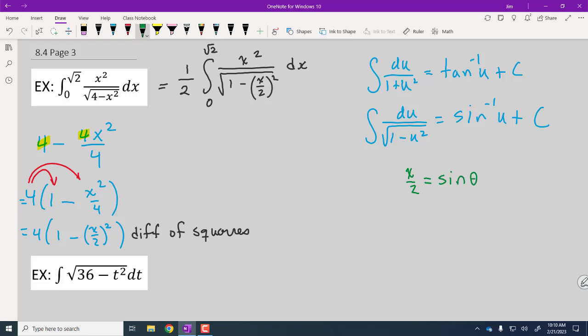So we are going to let x divided by 2 be sine of theta. Because then inside the root, we are going to turn it into one term. And you can take the square root of one term. You can't take the square root of a sum or difference. So that's going to be our goal. Turn what's in that root into one term. So let's see. Now we take the derivative of both sides. We're going to get 1/2 dx is equal to cosine of theta d theta. So there's our substitution.